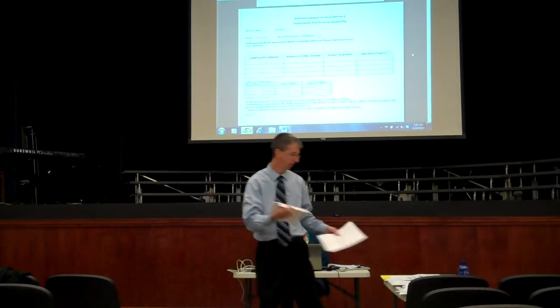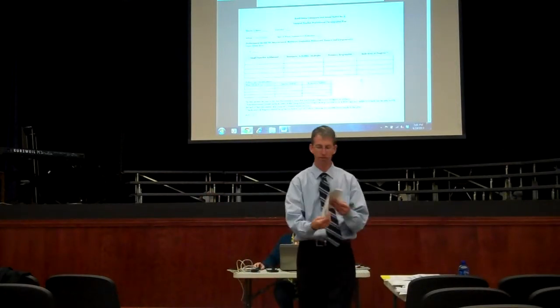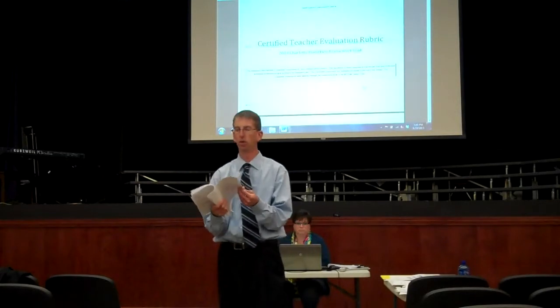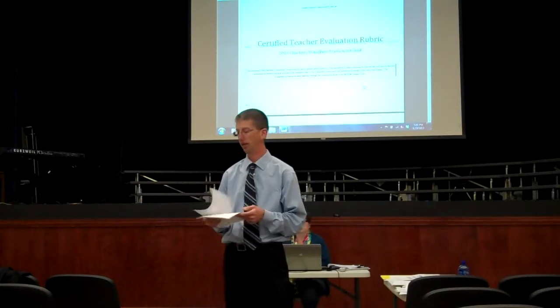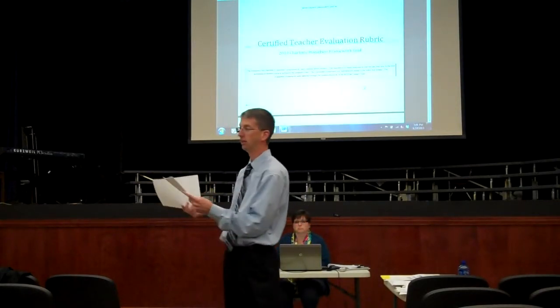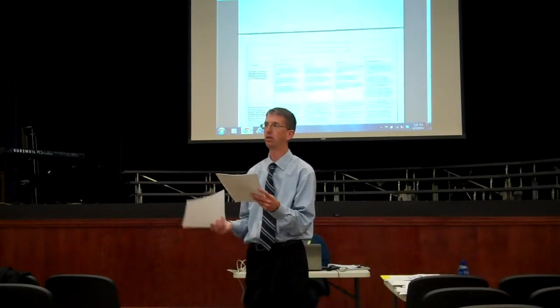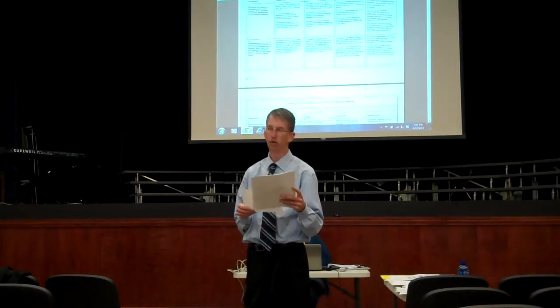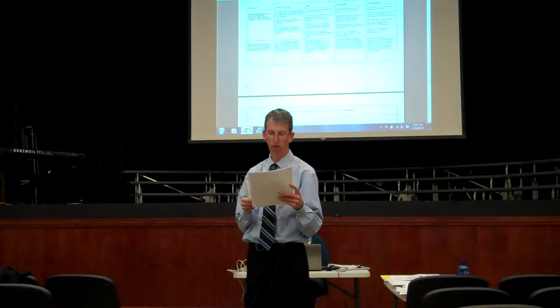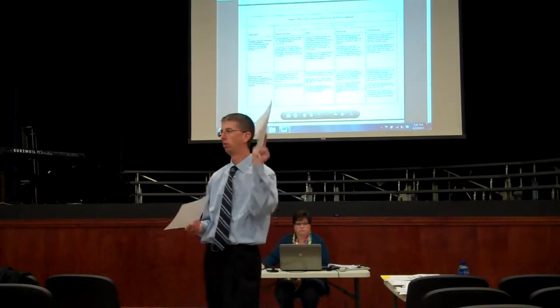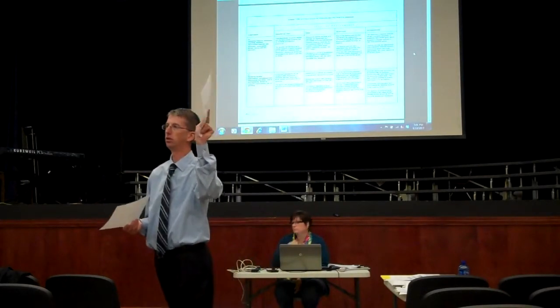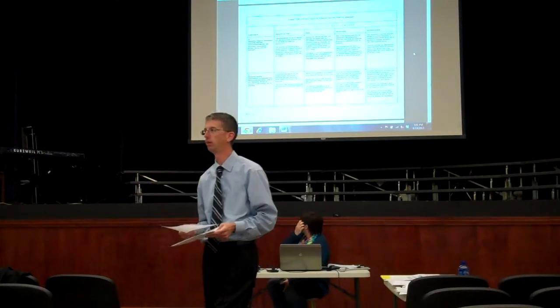Okay? And then finally, the last thing you have is the evaluation rubric. And that's got the components, it's got the essential components highlighted, and you can look through that and kind of see what we use. That's what we look at to see, I saw this going on. What component does it belong under? What area would it be? Proficient, distinguished, basic, or unsatisfactory?